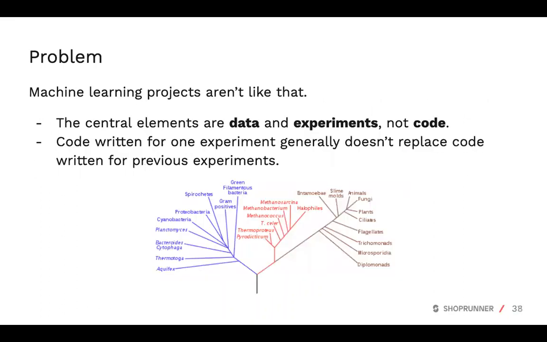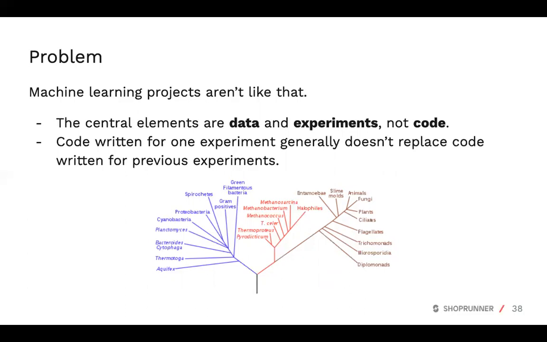Machine learning projects really aren't like that. They revolve much more around data and experiments rather than code. Of course, we're writing code as we do our experiments, but the more interesting thing is the model you get out in the end and what its performance was. And the code is kind of incidental. The whole thing revolves around a data set and what you're trying to predict for that data set.